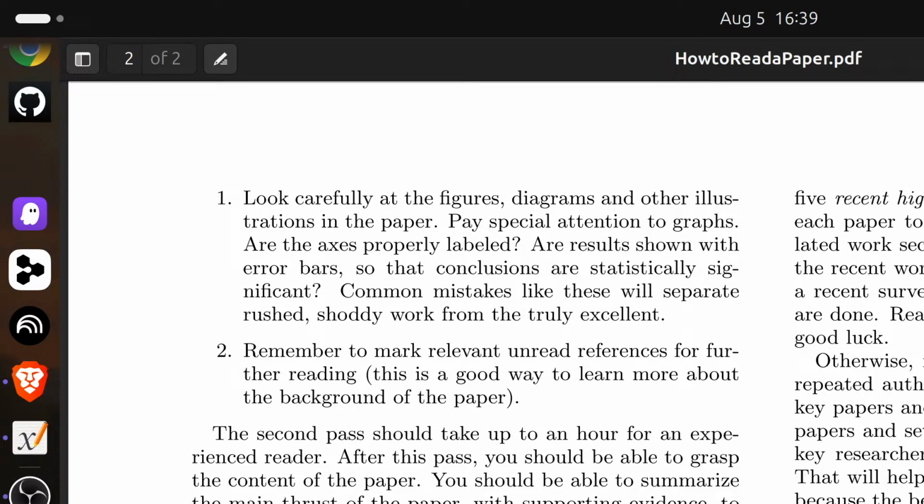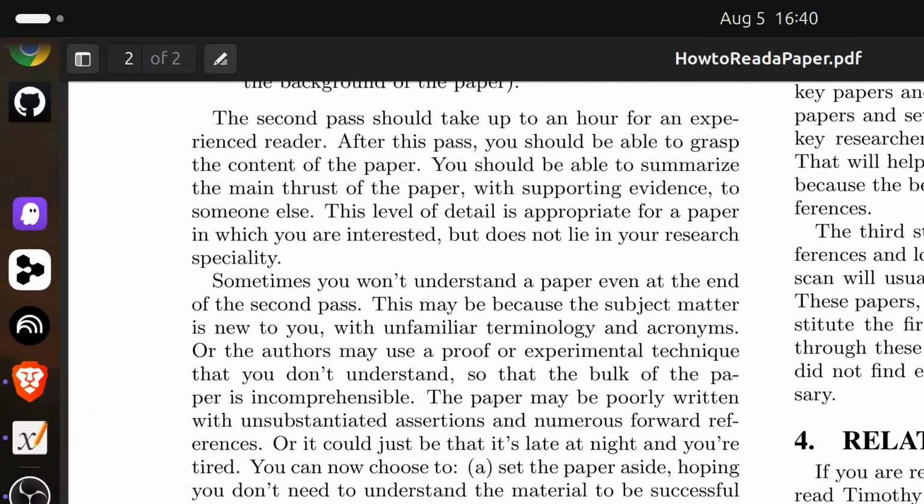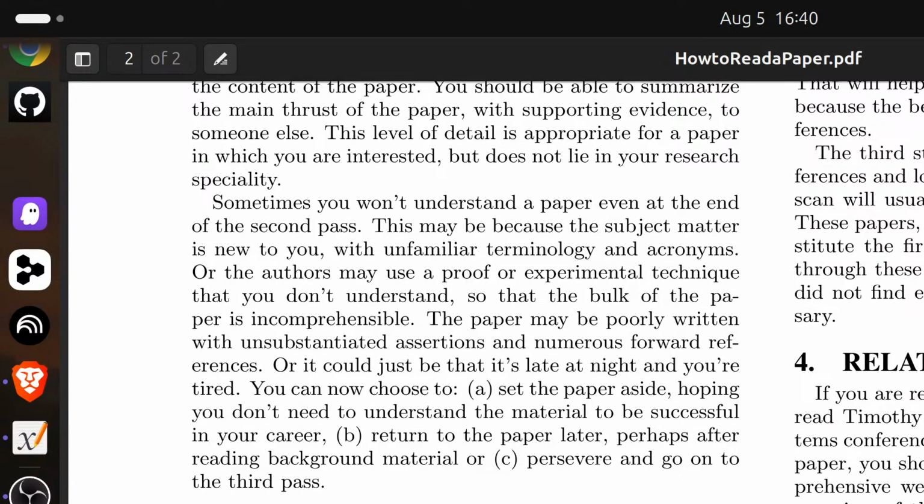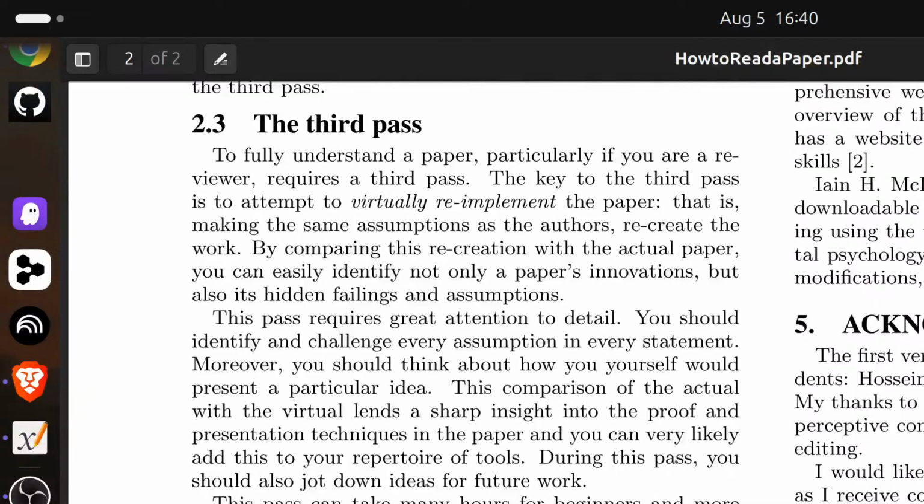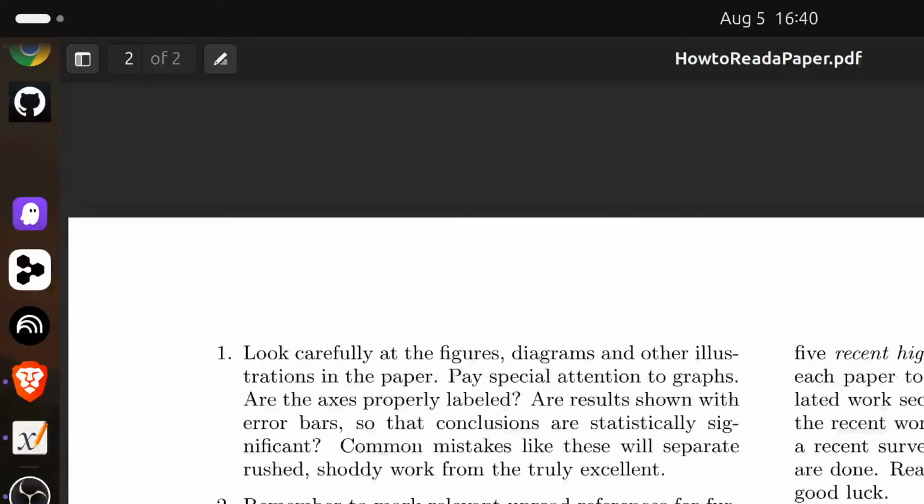These are the key papers and researchers in that area. Download the key papers and set them aside. Then go to the website of the key researchers. Related work: if you are reading a paper to do a review, you should also read Timothy Roscoe's paper on writing reviews for systems conferences. That was a reference. That's it, guys.